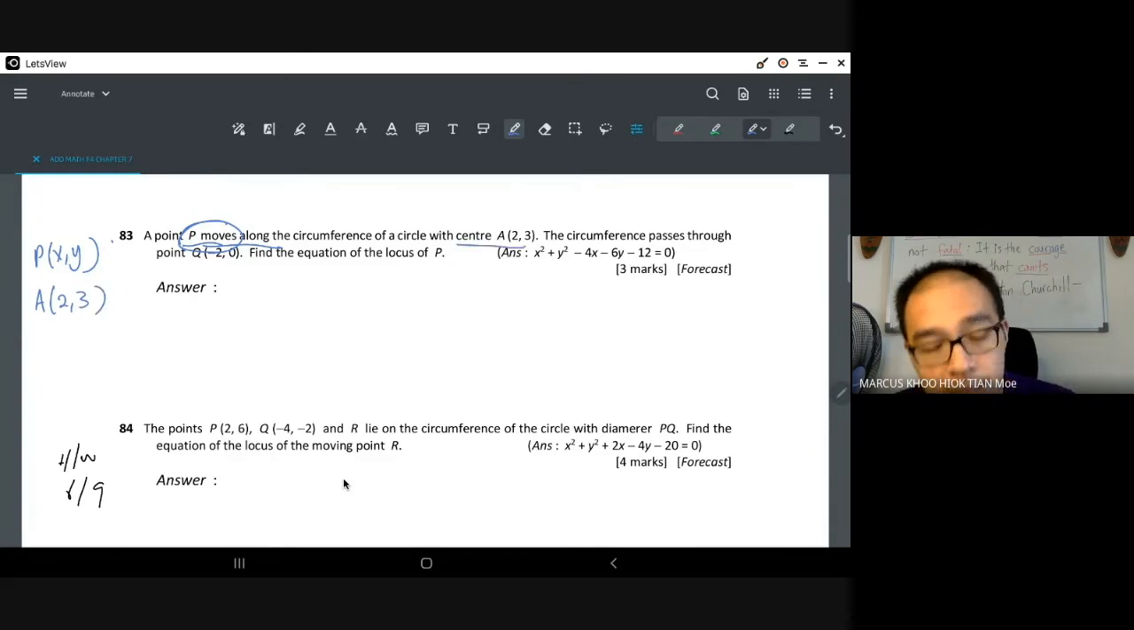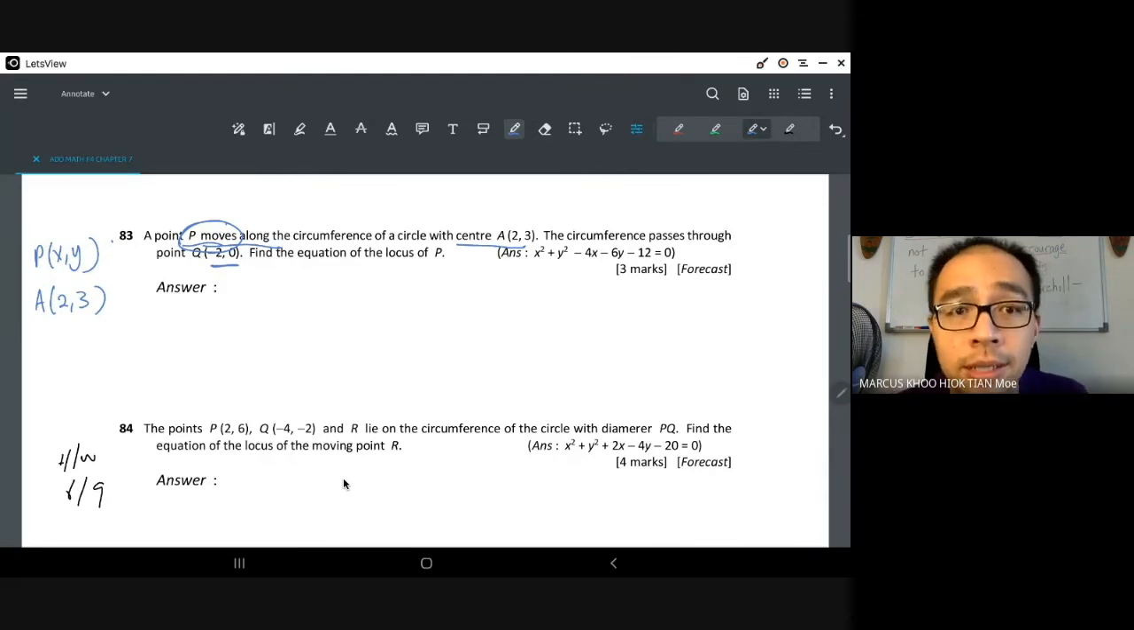The center is already given, A(2, 3). Now the circumference passes through point Q at (-2, 0). So now the problem is they never give you the distance. They never give you the distance, but they only give you a point that it passes through.